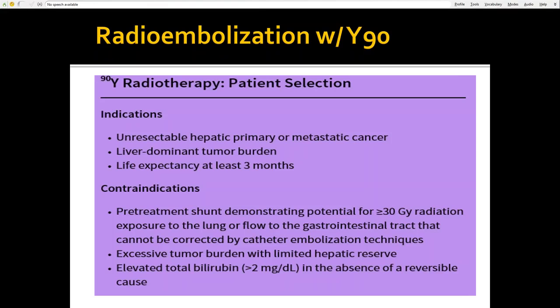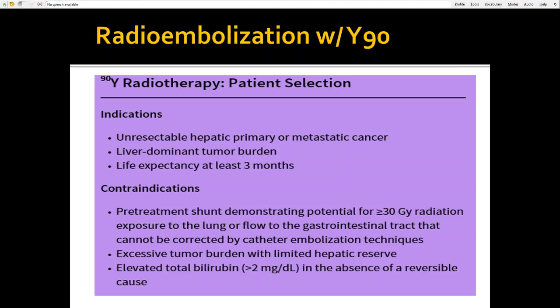So other indications for the Y90: unresectable hepatic primary or metastatic disease, liver dominant, and life expectancy of at least 3 months. Again, you don't want to treat patients that are going to pass away on you shortly after you treat them. So you look at a lot of lab values. Contraindications are pre-treatment lung shunt. You just have to be careful. We'll talk about that a little bit.